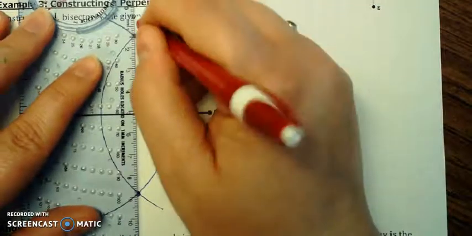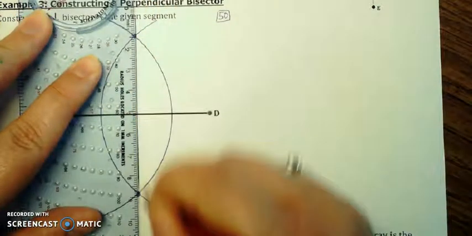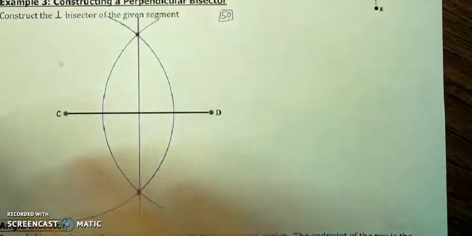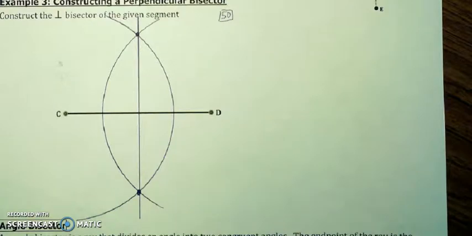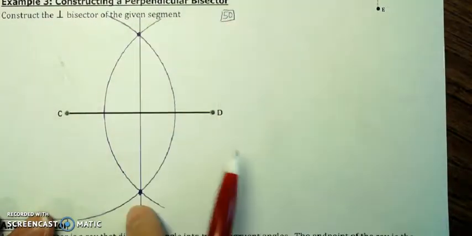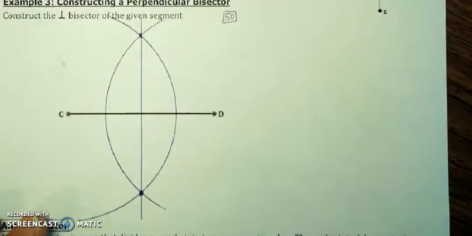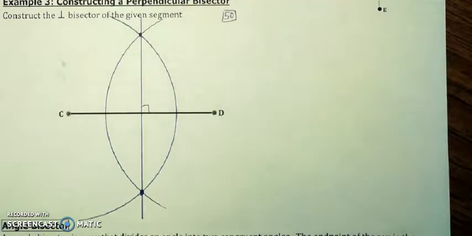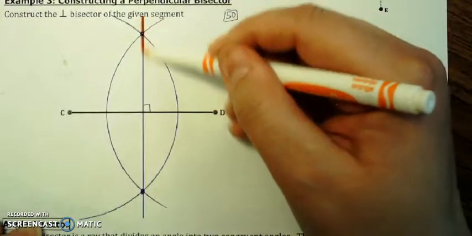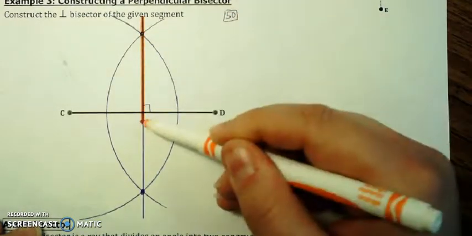Now, the reason I told you guys you have to go at least halfway across the segment is that if you don't go at least halfway across, those two arcs will not intersect each other, so we wouldn't be able to find these intersections to connect. So at least halfway across, this line that I just drew is actually the perpendicular bisector. I'll just kind of highlight it.